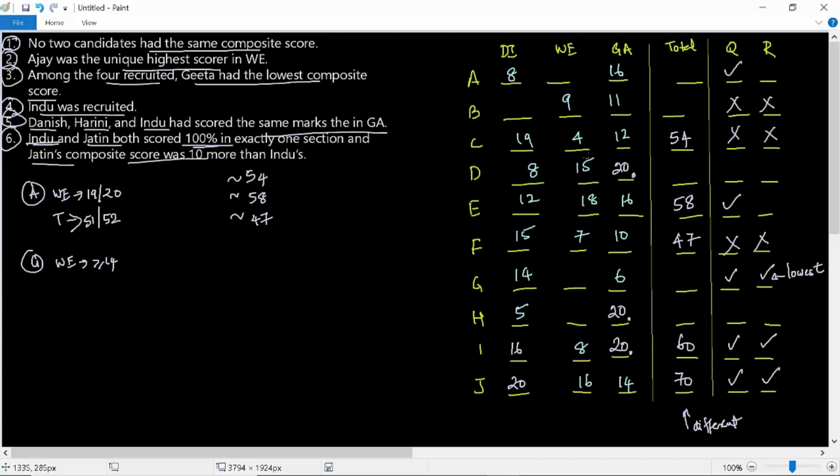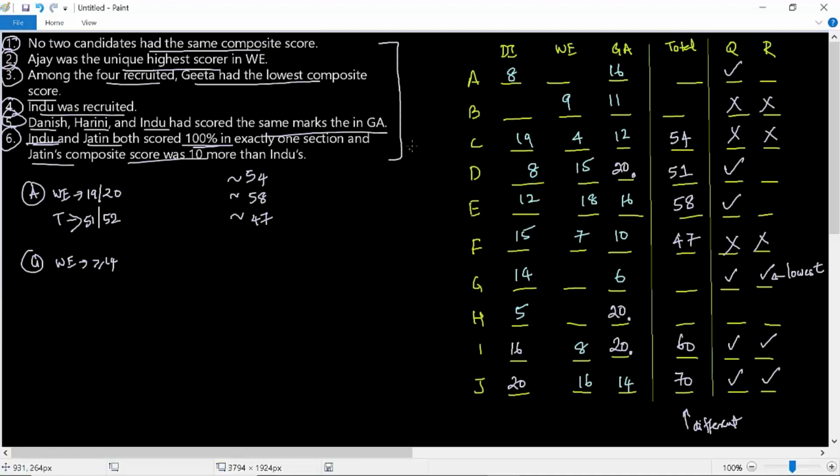A couple of things we can infer. For number one, D is now going to be qualified. And the total score is double of 8, which is 16. 16 plus 15 is 31, plus 20 would be equal to 51. Now that score is 51. That's what we could make out from here.